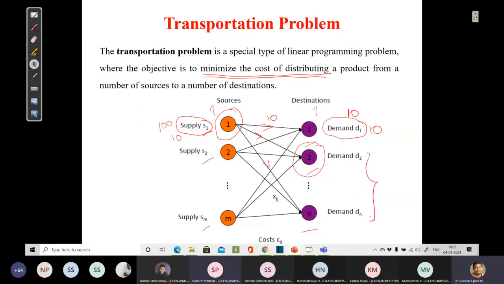Okay, sir, at each destination the price will be different. Yes, right. Okay. Because normally the distance is going to vary, so accordingly the price is going to vary.